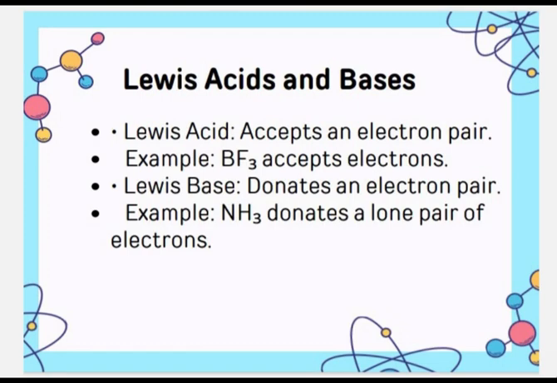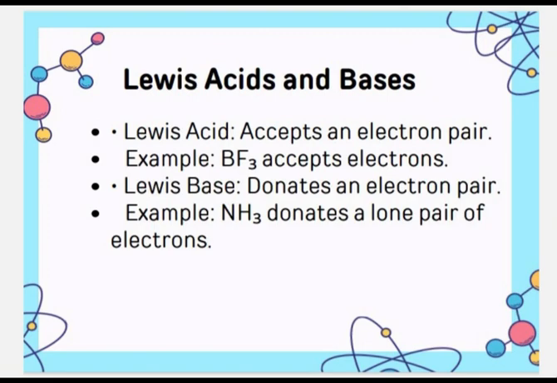In the case of BF3, which is called boron trifluoride, the boron atom has an incomplete octet because it only has 6 valence electrons. As a result, it can accept an electron pair from a Lewis base to complete its octet. This makes BF3 a Lewis acid.